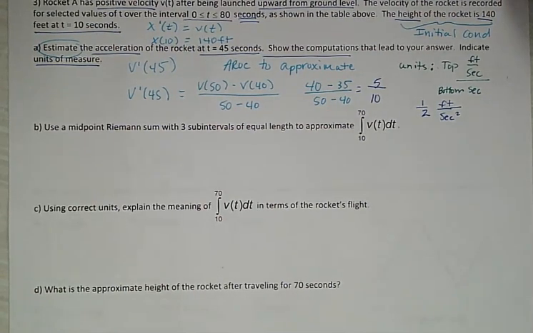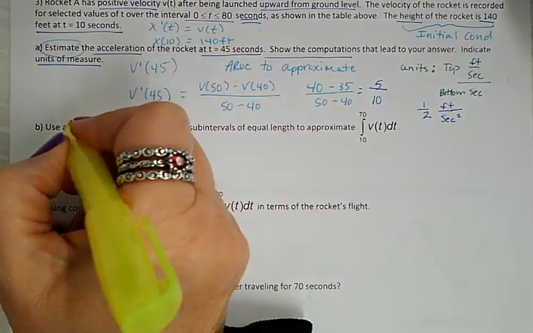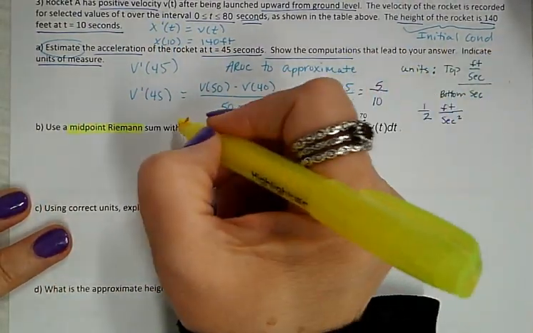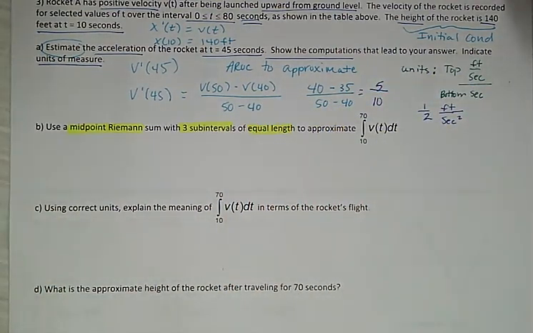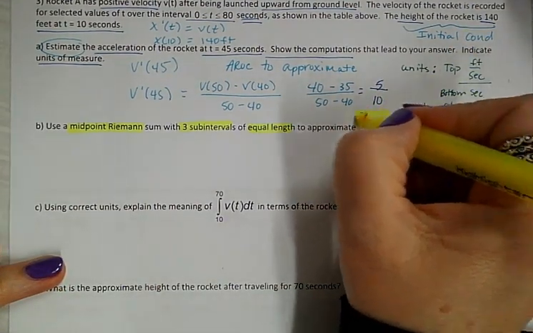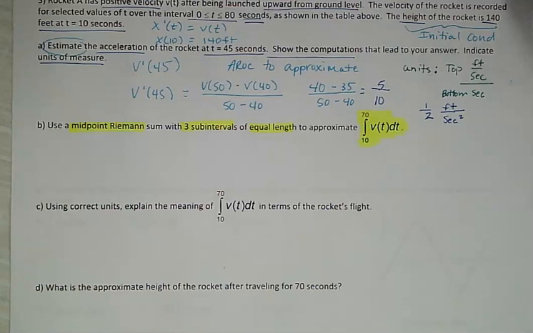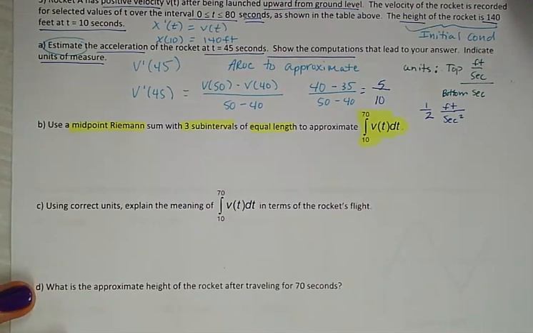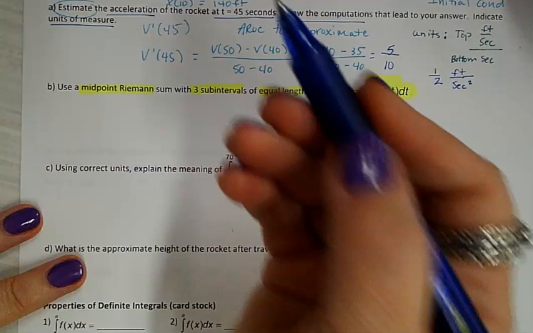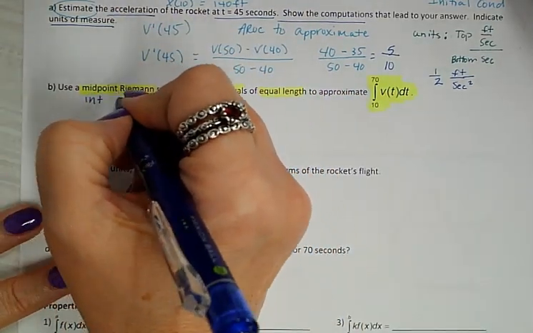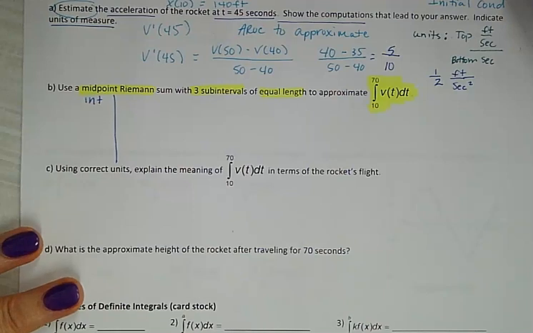So in part B, we're back to Riemann sums. It tells us to use the midpoint Riemann sum with 3 subintervals of equal length, and we're using this integral statement to approximate the velocity integral from 10 to 70. So remember, we're finding the area under the curve, and we have some bounds to this. So let's go ahead and set up our table. We're going to have intervals, and you have to figure out what those 3 intervals are going to be. And so I've got to go from 10 to 70.